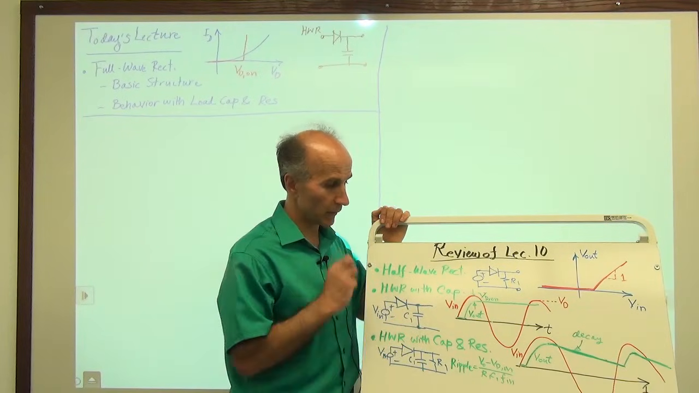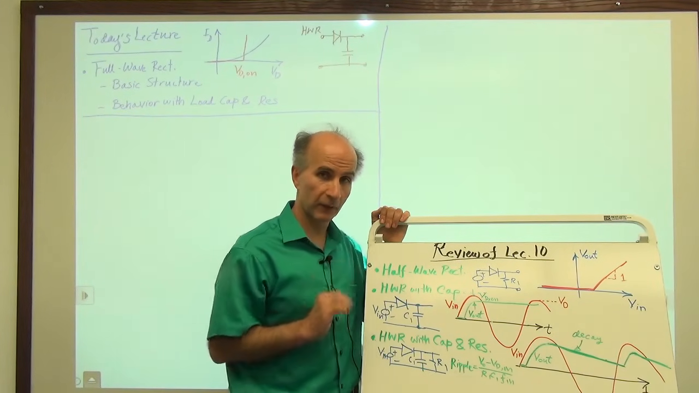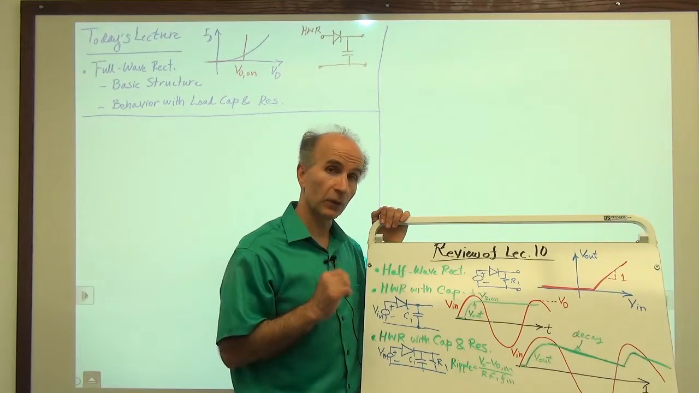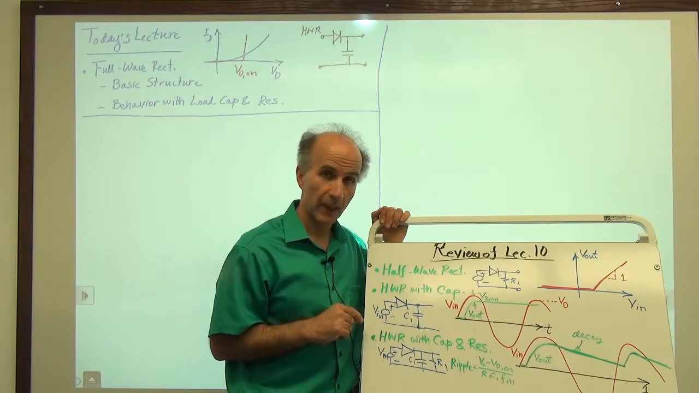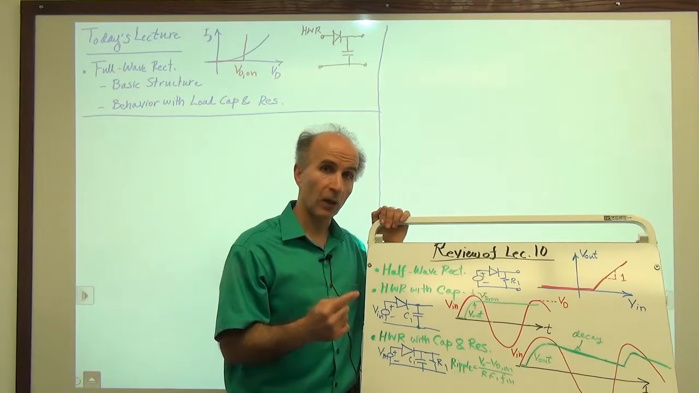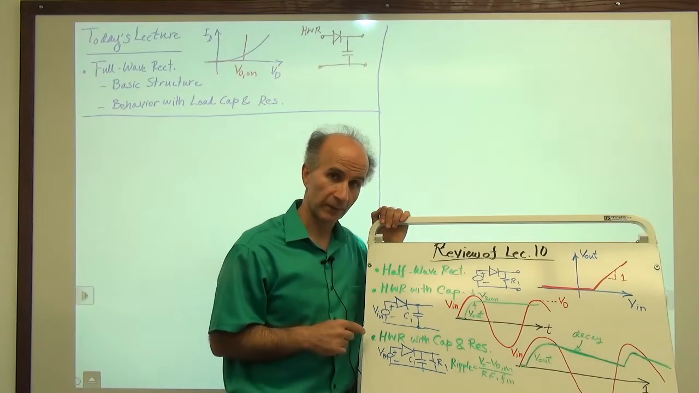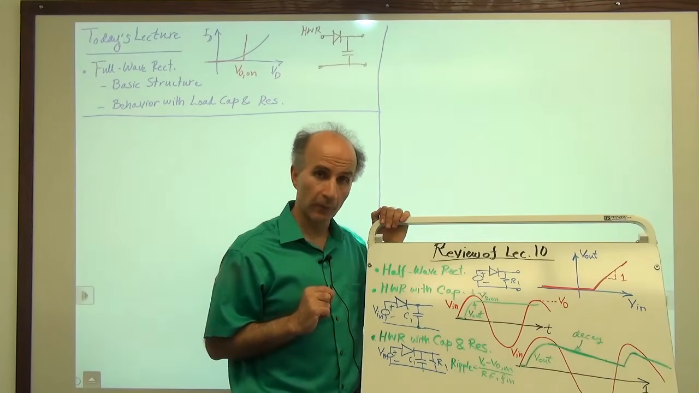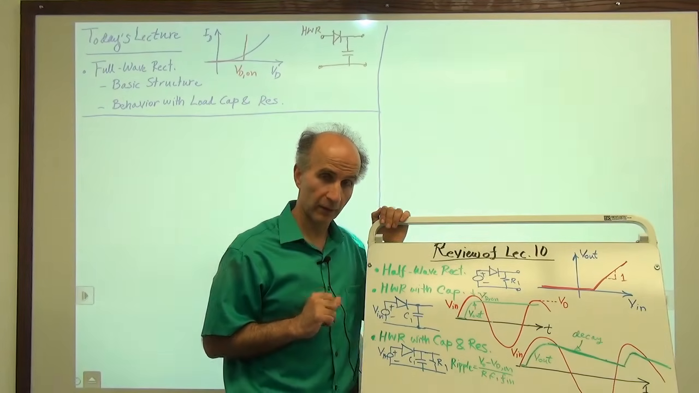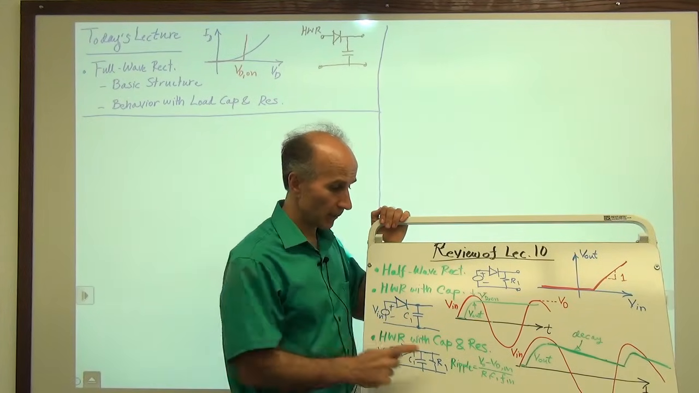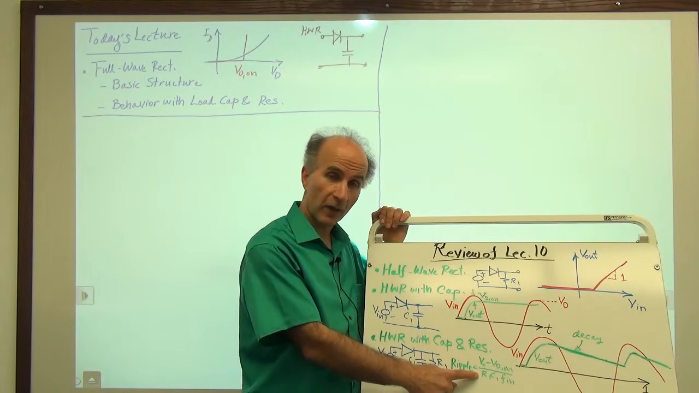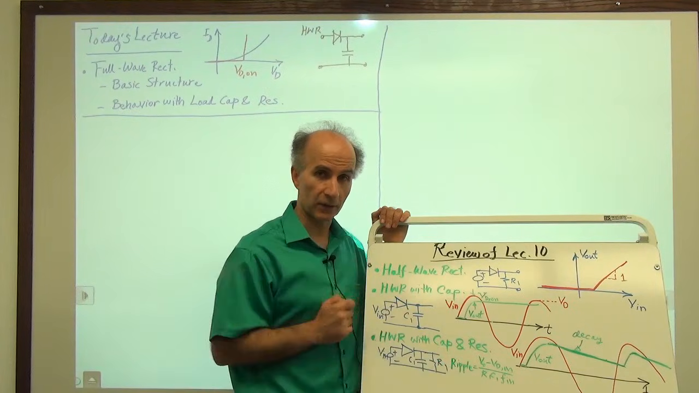All right, so this is what we learned from studying the half-wave rectifier. Now we're going to go to the full-wave rectifier. And I should tell you right off the bat why a full-wave rectifier is better. There are 2 improvements when we go to the full-wave rectifier. Number 1, the amount of ripple that we get is approximately half of what we have here.